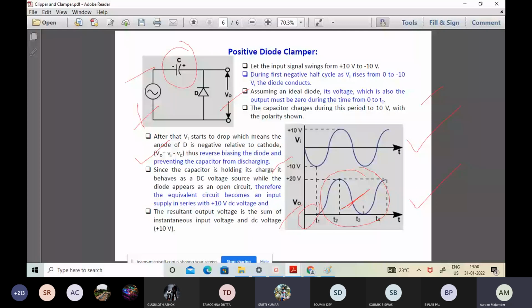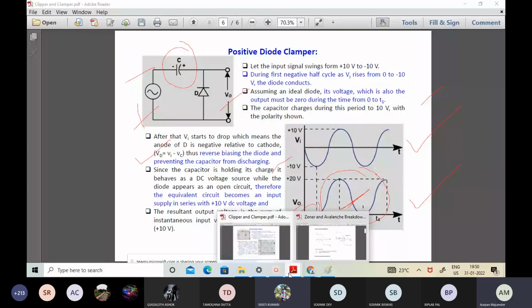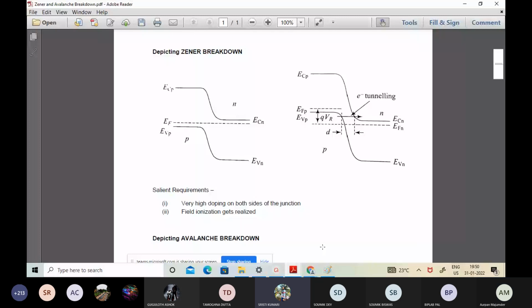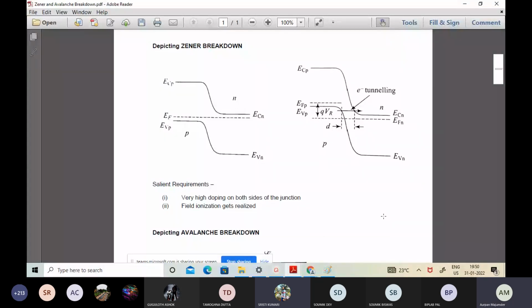So now let's move on to the Zener and Avalanche context. The final thing that we need to discuss will be a small discussion, just to understand the difference between the two cases of Zener and Avalanche. As you know very well, Zener breakdown occurs at lower reverse bias voltages compared to avalanche breakdown.